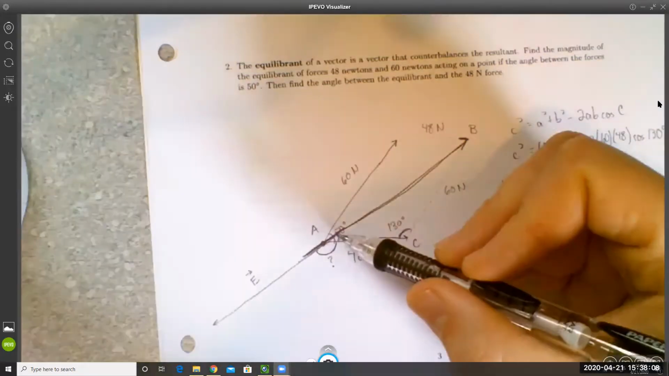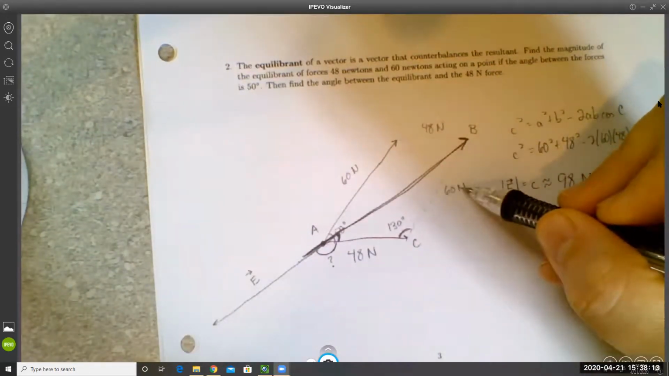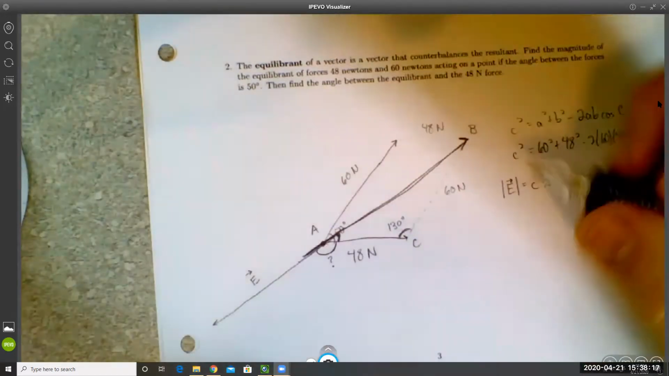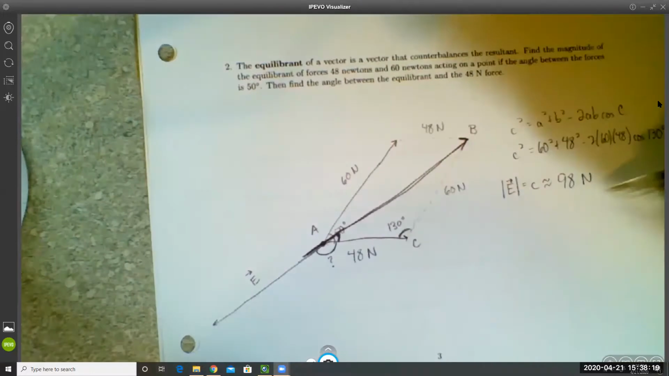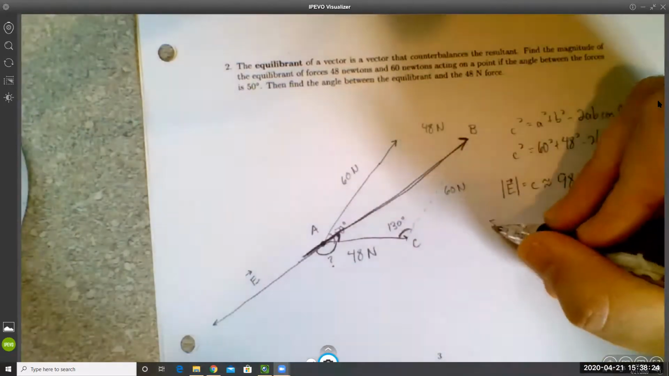So I want to find this angle right here. And I know its opposite side, right? So law of sines will work. I'm going to say, since I know that this is about 98, I'm going to say sine C.